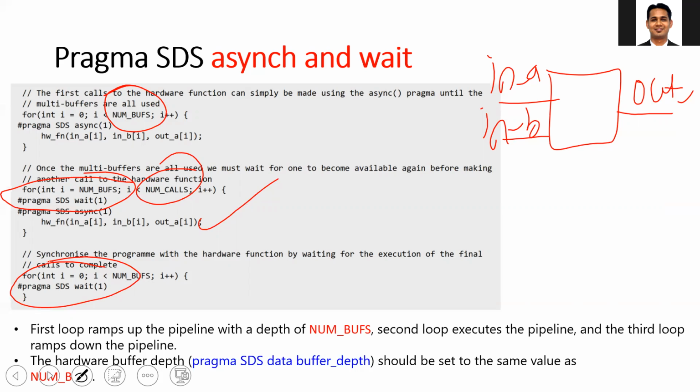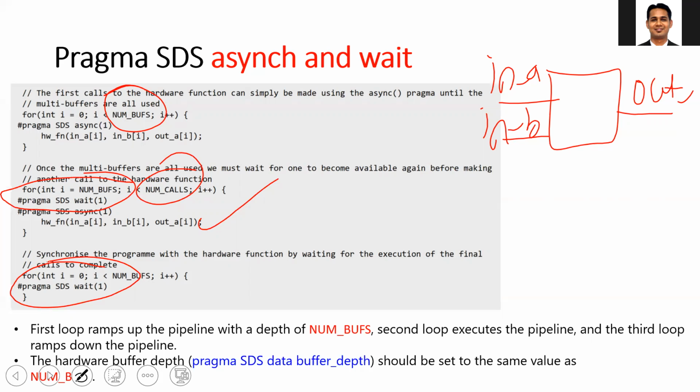Now here you need to have sufficient number of buffers in the IP. Again, you need to tell the tool how many buffers you need in the IP, and for that there is a pragma called SDS data buffer depth. So you need to tell the IP that I need to have this many buffers inside the IP. So you need to use this pragma SDS data buffer depth, which we are discussing in the next slide, and this will be set same as this num buff in your code.